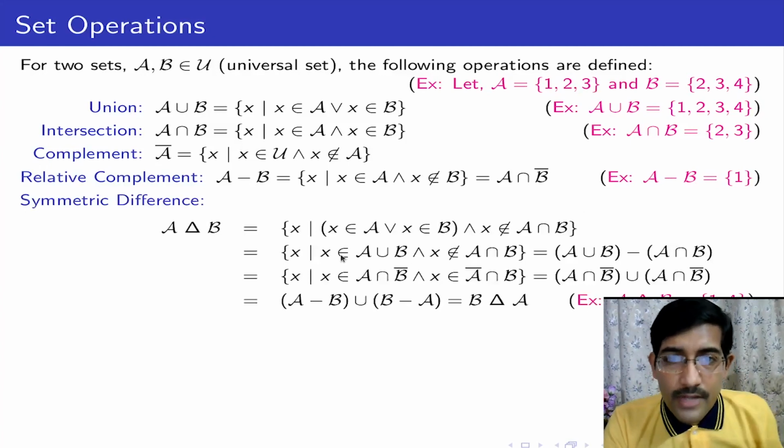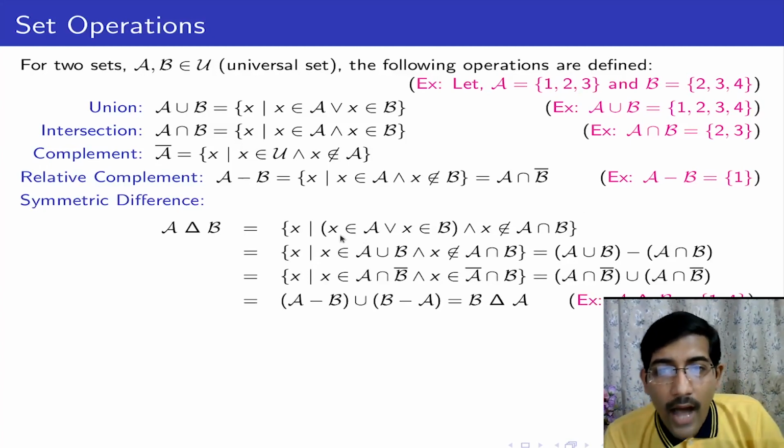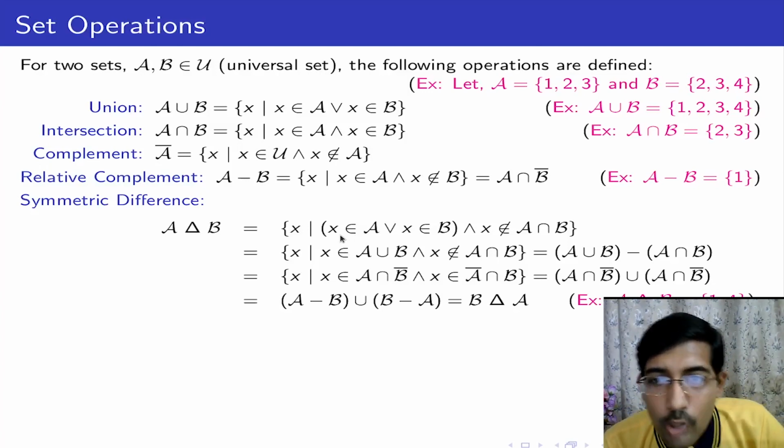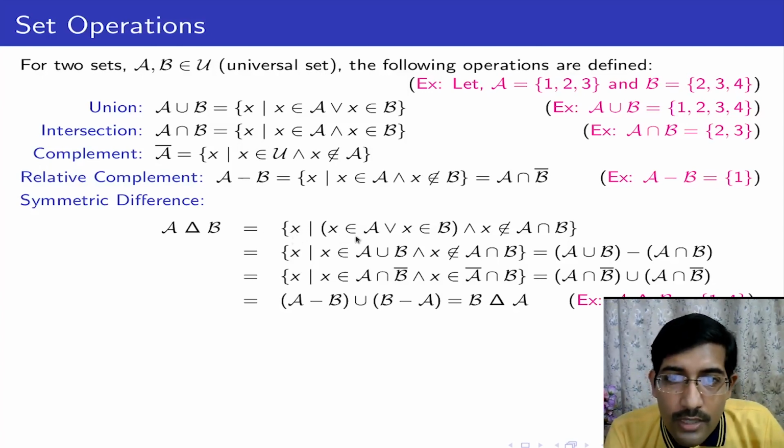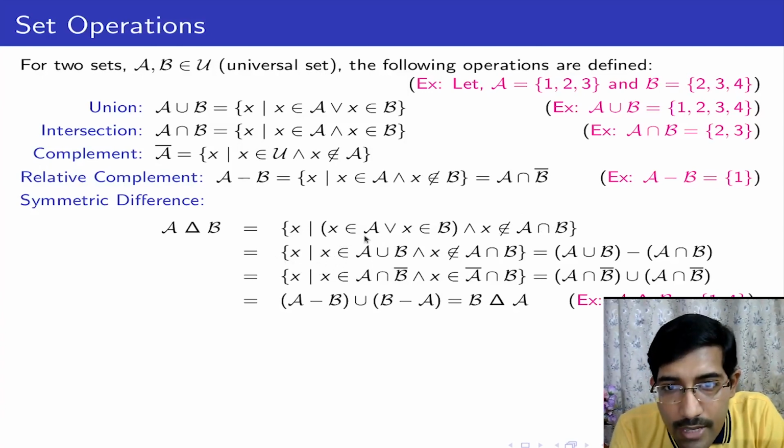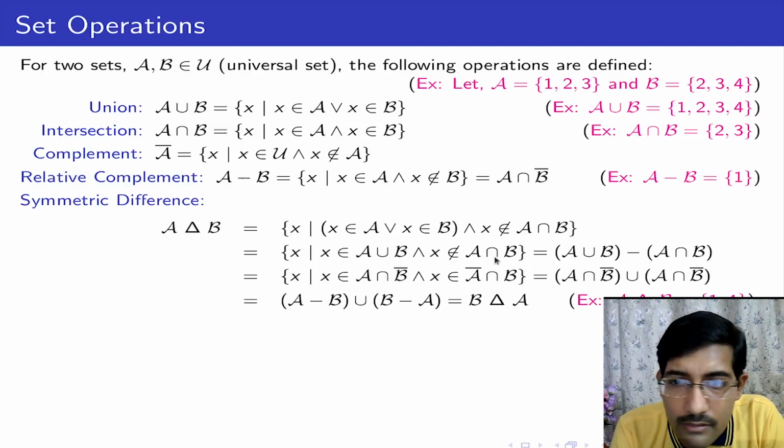Symmetric difference means the elements that are either in A or in B but not both. So these are all the elements which are present in A or in B but not present in both of them. So they don't belong to the intersection part of both. We can write it in other ways: X belongs to A or X belongs to B means the elements belonging to A union B and don't belong to A intersection B.